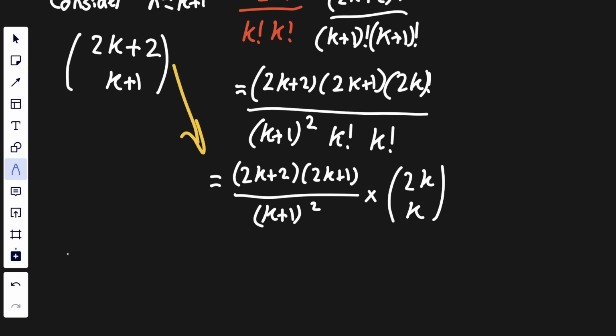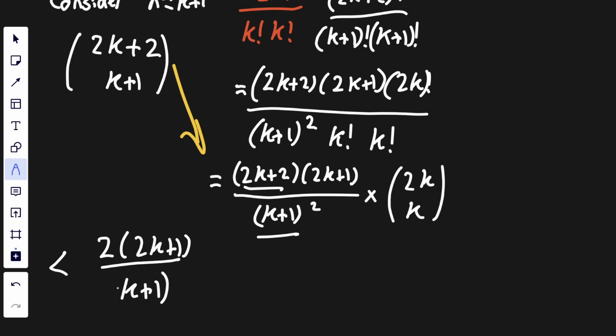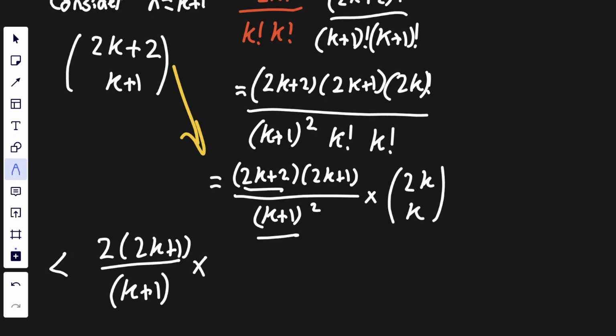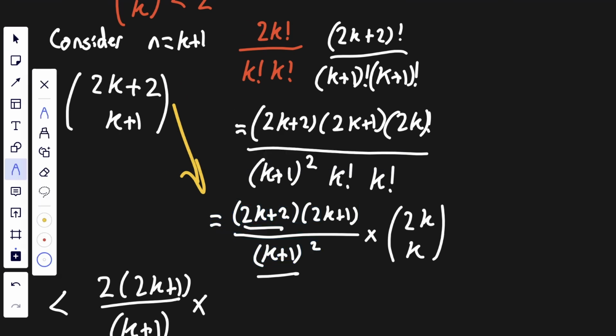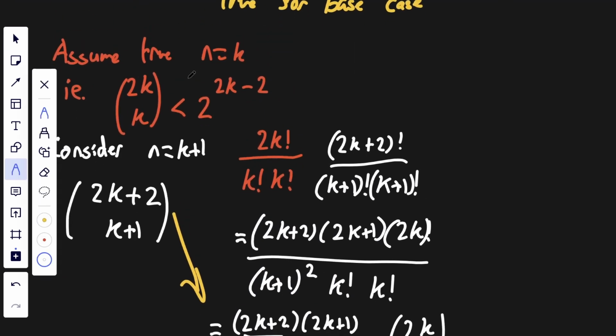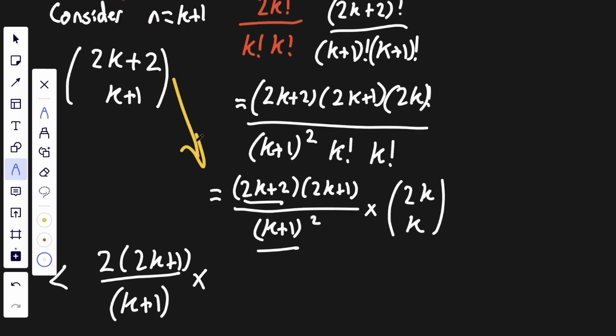Next, we can now use our assumption. Actually, first of all, I'm going to notice there's a cancellation here. We're going to get a 2 times 2k plus 1 over now just a k plus 1. Notice this is 2 times k plus 1. That's why I've got the cancellation. Now, we've got the less than sign. That's because we've applied our assumption up here. So this is less than 2 to the 2k minus 2.